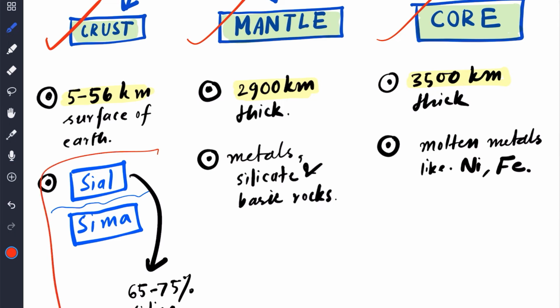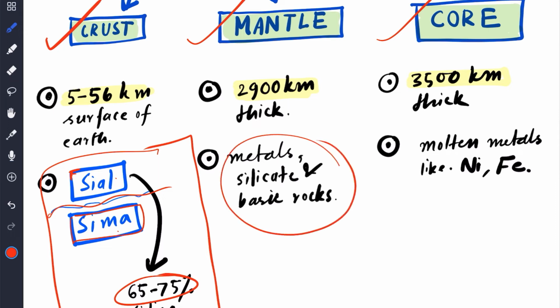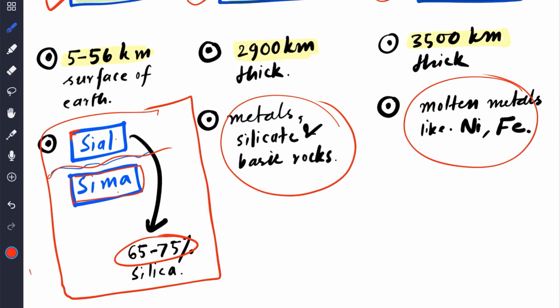A question comes from this topic: where will you find the sial, in crust, mantle or core? Your answer will be the crust. And another important point is which floats on which: sial floats over the sima, or sima floats over the sial. I have written in the upper position the sial, and it is floating on the sima. So this is the arrangement. And in sial you can find 65 to 75% of the silica. So this is the only important topic regarding this crust. And in mantle you will find the metals and silicates and basic rocks, but in core you will find the molten metals.